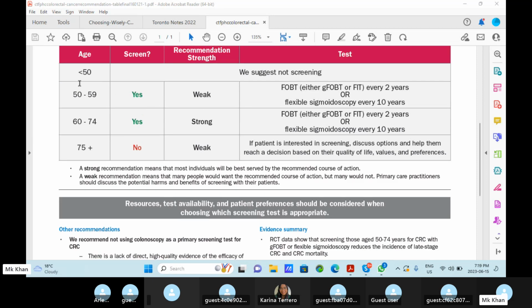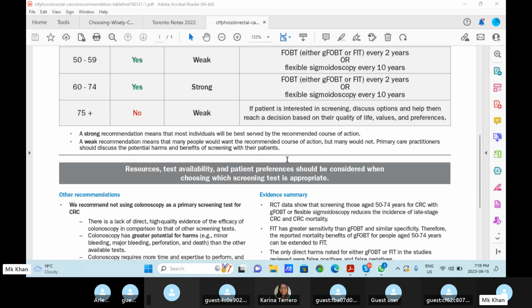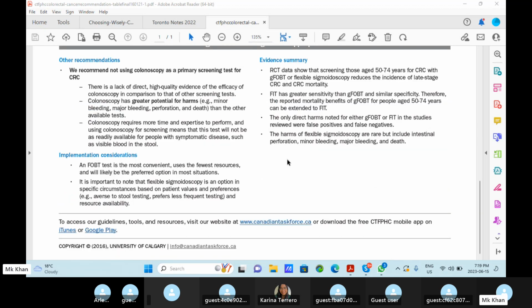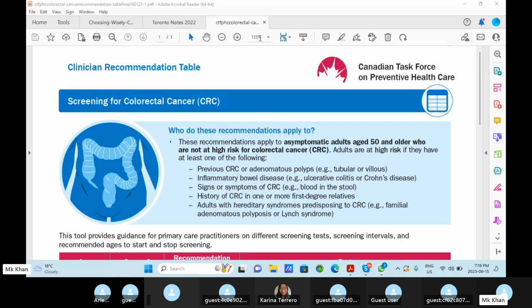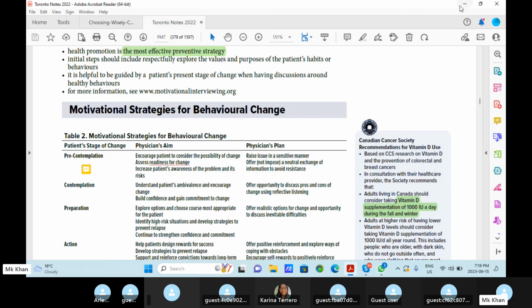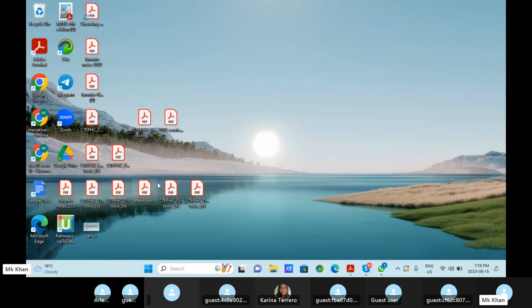So if the age is less than 50, no screening. 50 to 59, FOBT or FIT as we have seen, or flexible sigmoidoscopy. So 50 to 74 years, and then 75 plus. If the patient is interested in screening, discuss options and help them reach a decision, but it is not routinely done. So that is basically for colorectal cancer, in which we have to remember the high risk group, because usually they mention these to differentiate it from the other one.